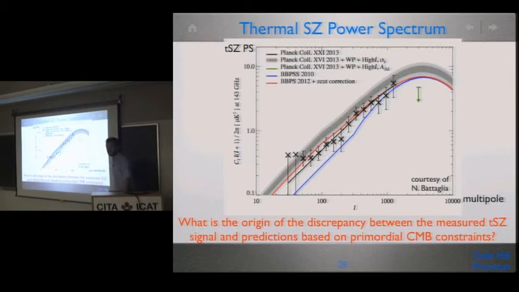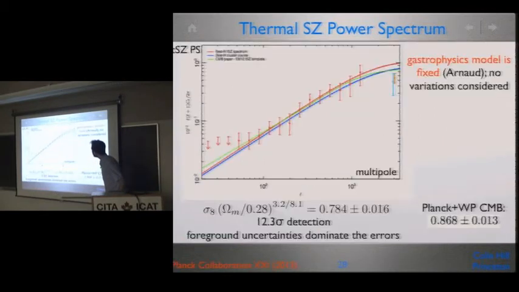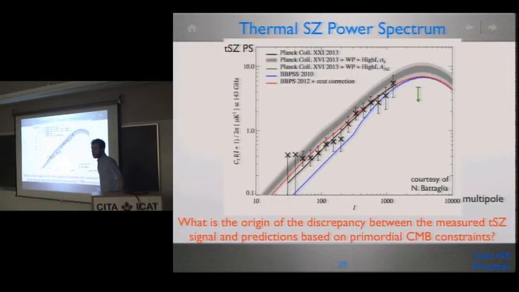To harp on this a little bit longer, what is the difference you see between the Battaglia and the Arnaud pressure profiles? You mean in the predicted TSZ power spectrum? That's not here. It's in the Planck paper. I used to have that figure in this talk, but I took it out. You mean if you fix the cosmology and just use those two gas physics models, how much different does it look? They look pretty similar at this level.